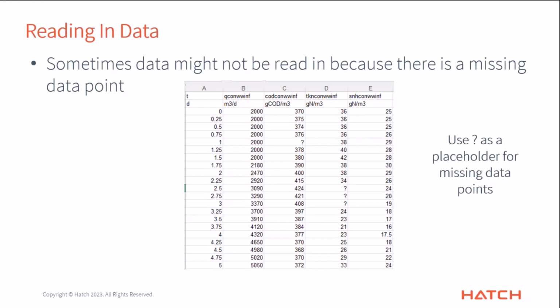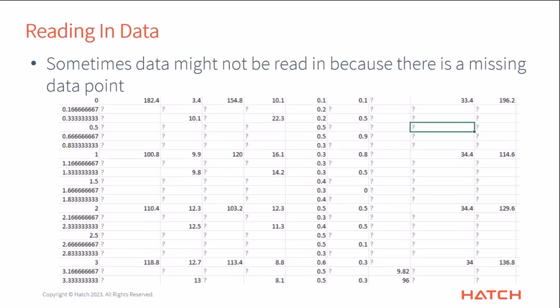So what the placeholder does is GPSX will hold on to the last value that it saw before it sees the question mark, and it keeps hanging on to it until it sees a new number again. So in this particular case over here, it's going to see this 34. It's going to hold on to 34 until it gets to this one down here, and switch to 24. So you might end up with a spreadsheet that looks like this.